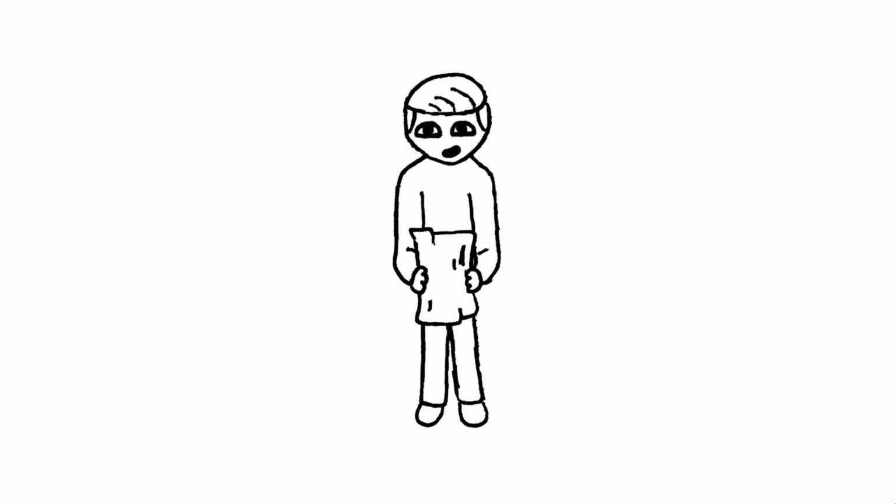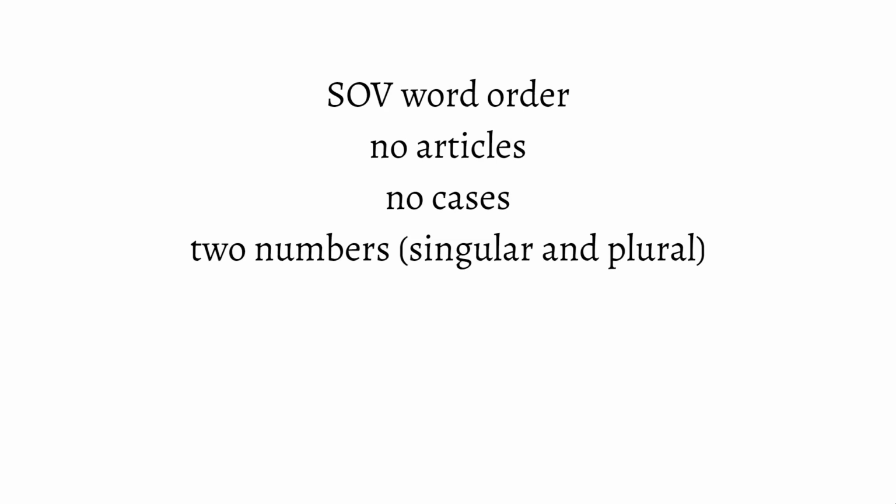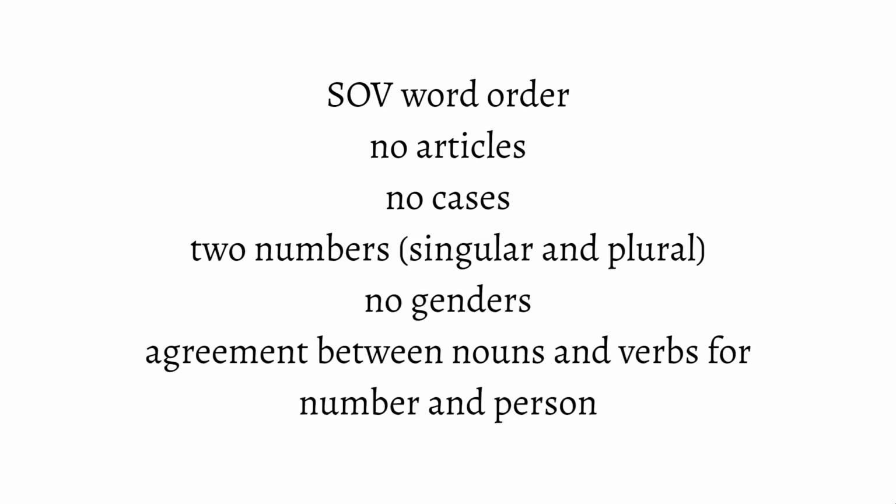Finally, we need a name for this new phase of the language. I'll call it Sparai, after the word for stupid, to reflect the roots of this language. As far as grammar goes, let's start with the basics. Sparai has an SOV word order, no articles, no cases, two numbers, singular and plural, no genders, and agreement between nouns and verbs for number and person.